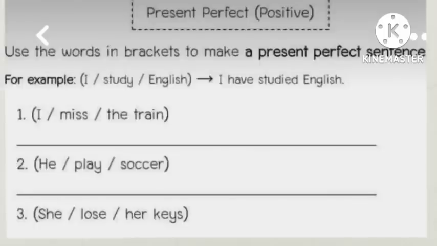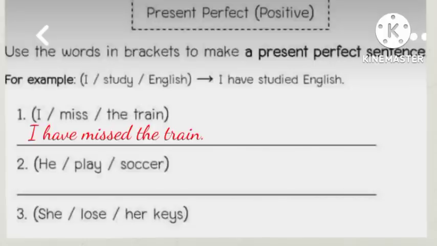Okay, let's see the questions. There are 3 questions. You just change into present perfect sentence. For example, I study English. I have studied English. Now, number 1, I have missed the train. Miss verb 1, plus ed become verb 3, missed the train.